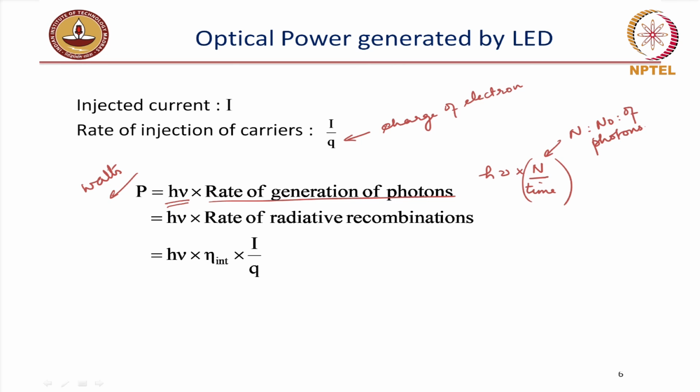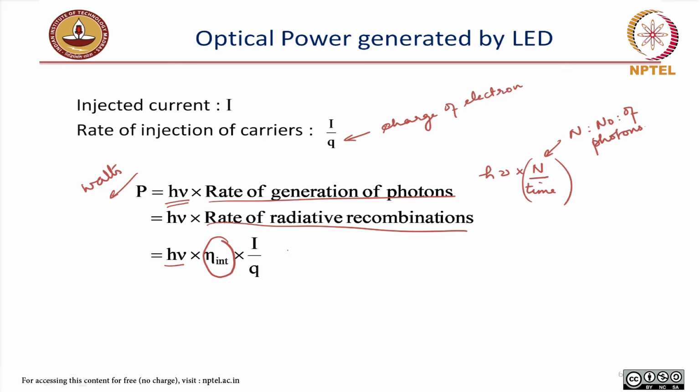Rate of generation of photons is nothing but the rate of radiative recombination. So last lecture we talked about radiative and non-radiative recombinations, and we said that it is the radiative recombinations which are resulting in the generation of photons. So the rate of generation of photons is nothing but the rate of radiative recombination. And we quantified the radiative recombination through this internal quantum efficiency, right? So this is h nu times internal quantum efficiency times the rate of injection of carriers. So this is to say that of all the injected carriers, only a fraction eta internal will result in the radiative recombinations and so the generation of photons. So my power is very simple to calculate. It is h nu times eta internal, and I've already told you how to calculate eta internal, times the current divided by Q.